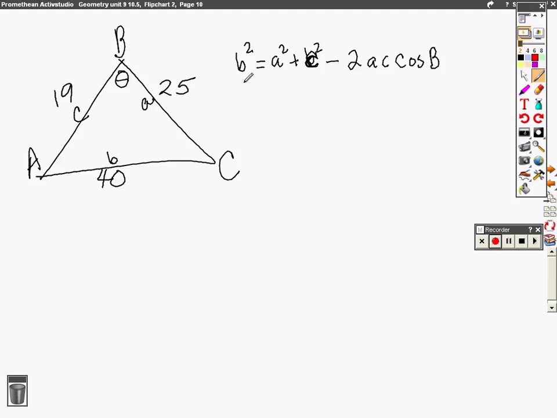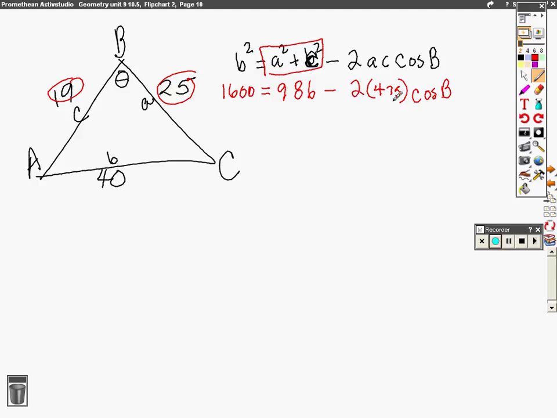Do we know B squared? Yes. So it would be 40 squared, which is what? 1,600, which equals, now, go ahead and do this all together. Do A squared plus C squared. So 25 squared plus 19 squared is what total? 986, minus 2, and let's go ahead and combine A times C, which would be 25 times 19, which is 475, and we got to multiply that by cosine B.